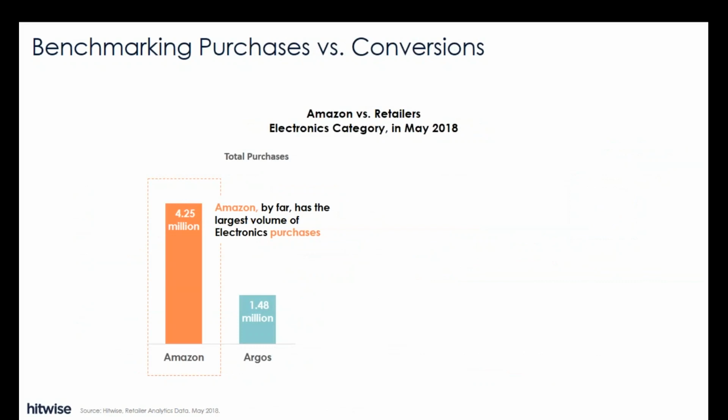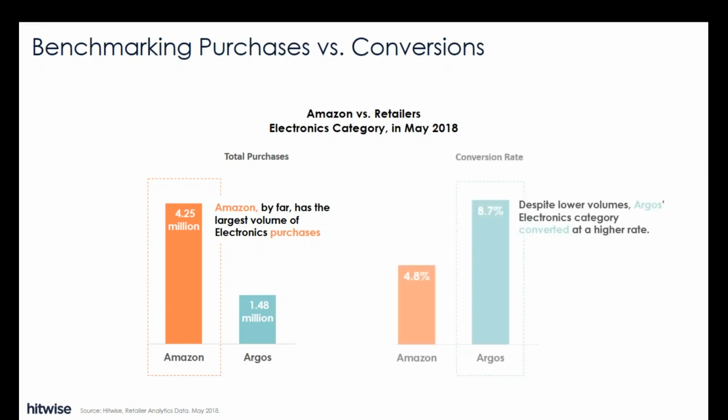Let's look at another category where Amazon dominates, the electronics and mobile category. We're comparing this to Argos now. So Amazon again has the biggest volume in terms of total purchases, 4.25 million in May, but Argos has significantly higher conversion rate on this like-for-like category at 8.7% compared to Amazon's 4.8%.